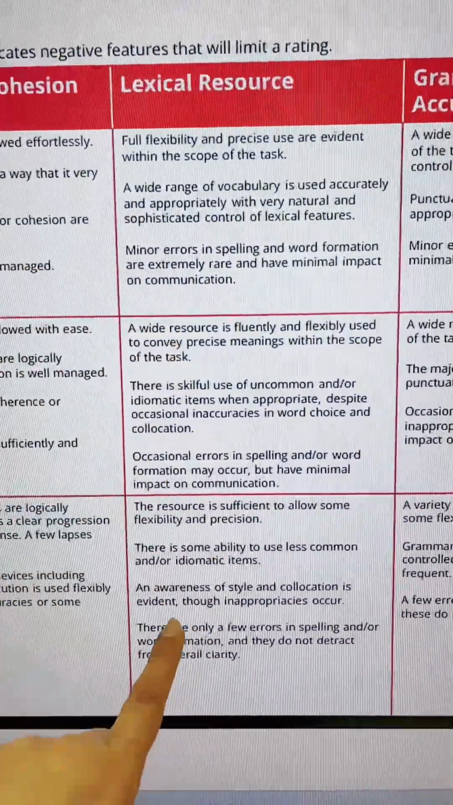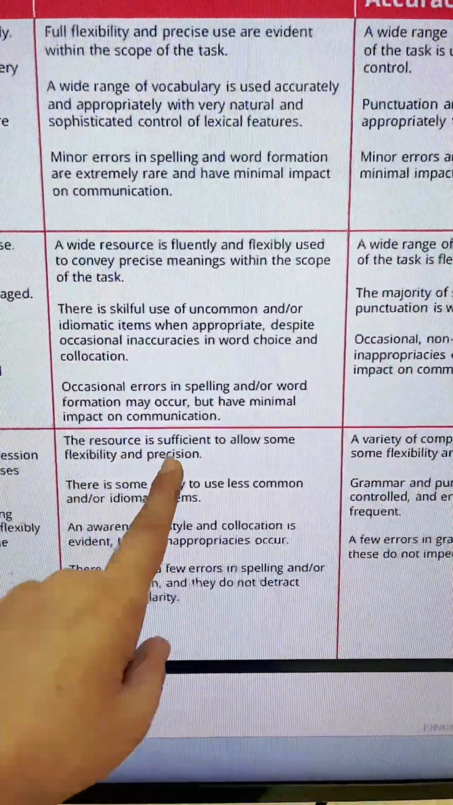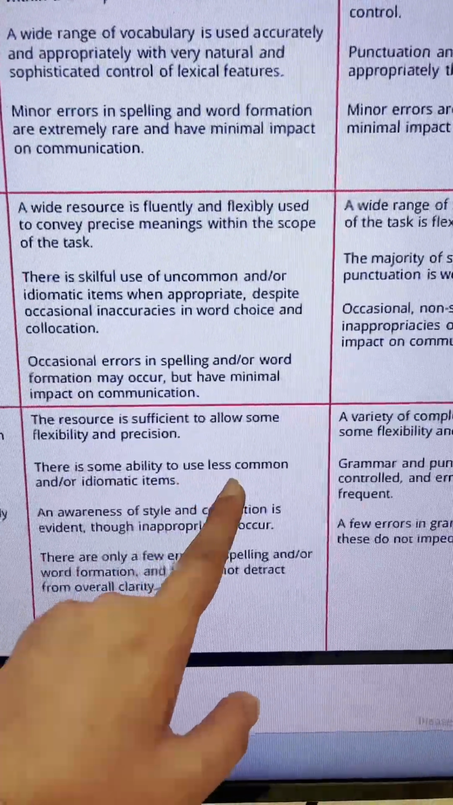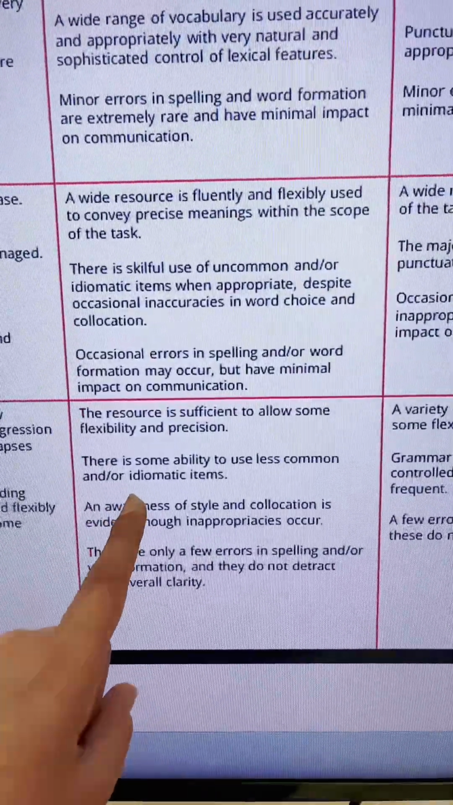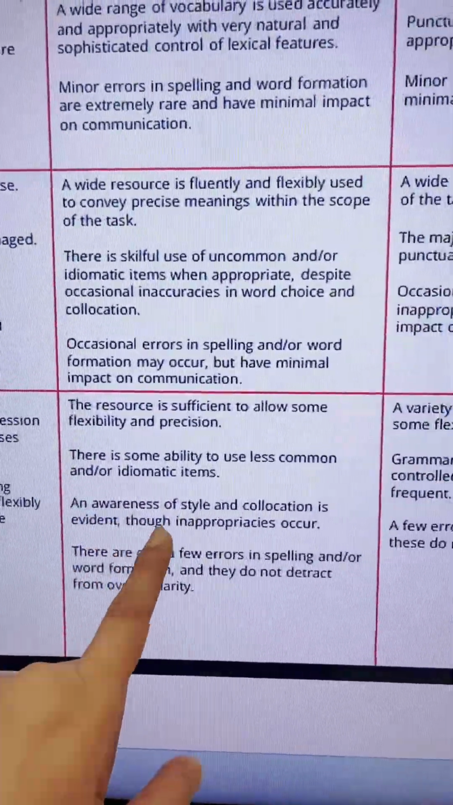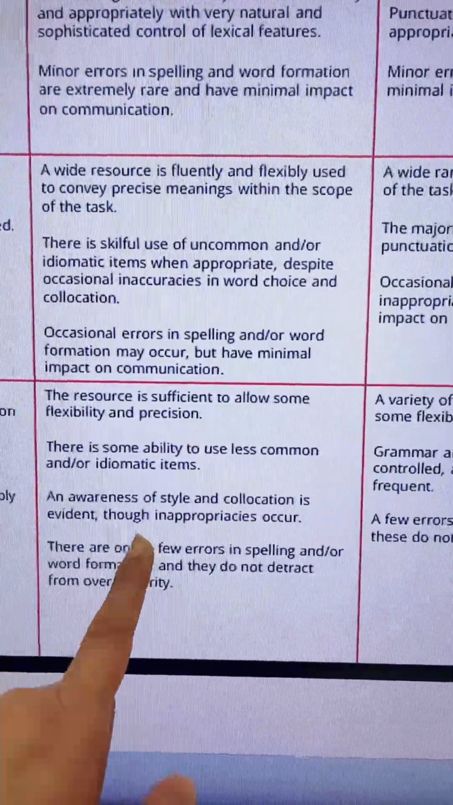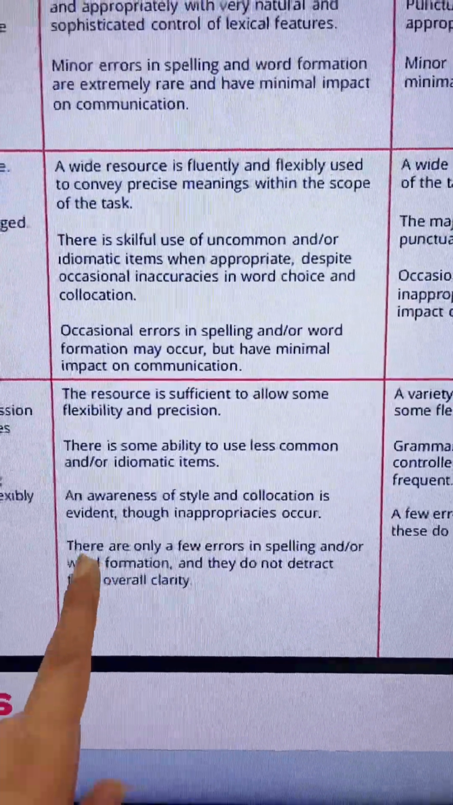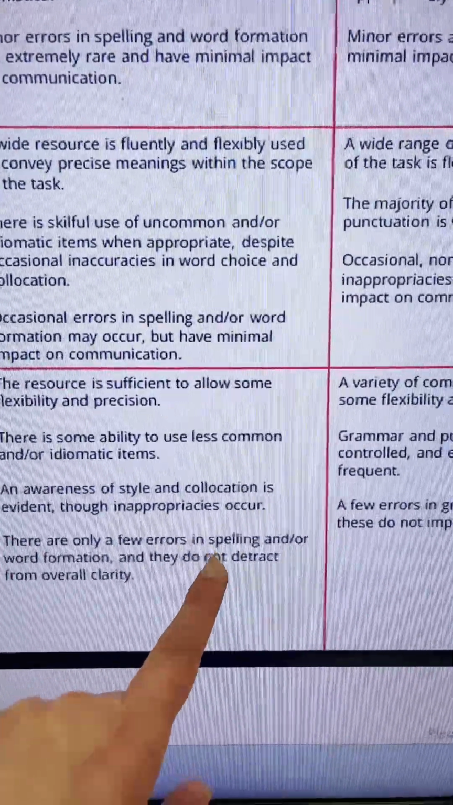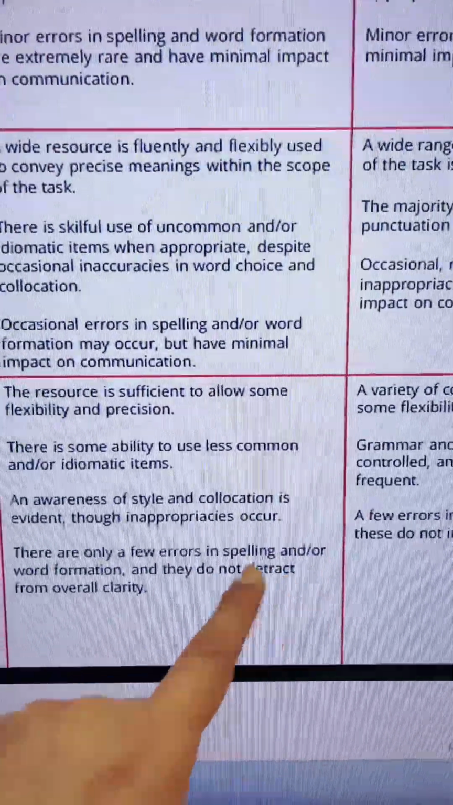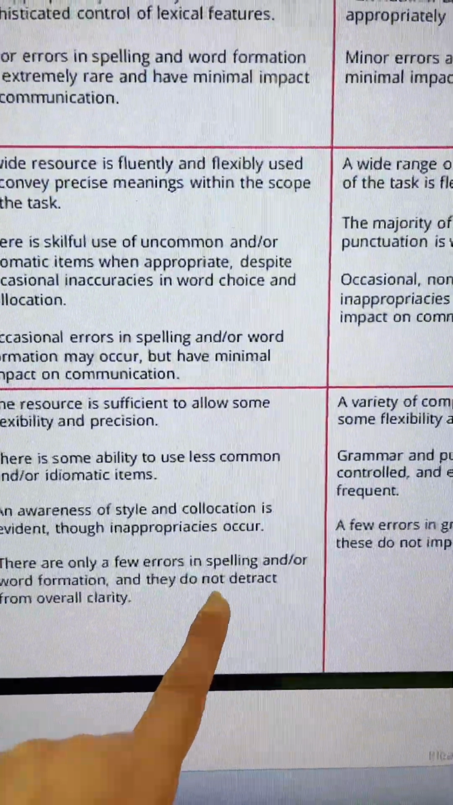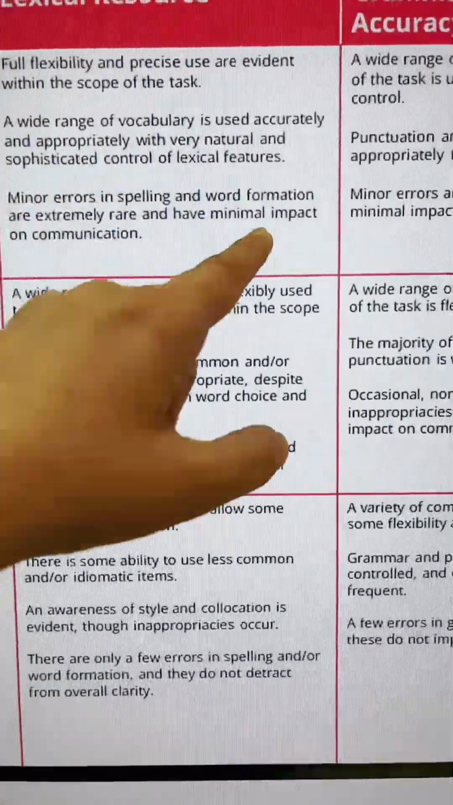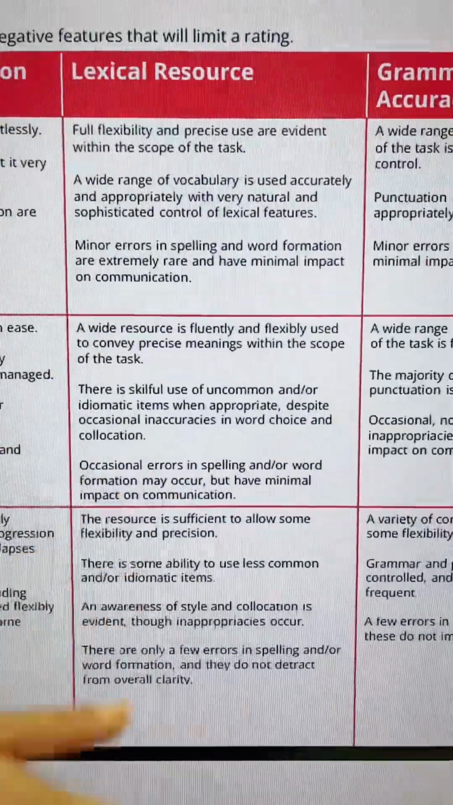Just compare it with band 7. The resource is sufficient to allow some flexibility and precision. There is some ability to use less common and or idiomatic items. An awareness of style and collocation is evident, though inappropriacies occur. There are only a few errors in spelling and or word formation, and they do not detract from overall clarity. There is a difference. Here you can see minimal impact on communication. So in this way you can compare this one.